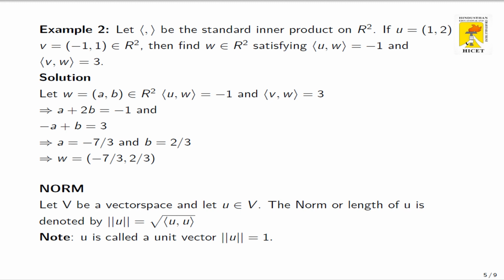Next, the definition of norm. Let V be a vector space and let u belong to V. The norm or length of u, denoted by norm u, is equal to the square root of the inner product of u comma u. Note that if norm u is equal to 1, then u is called a unit vector.